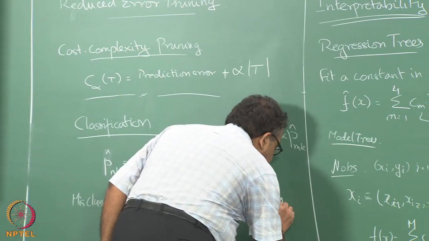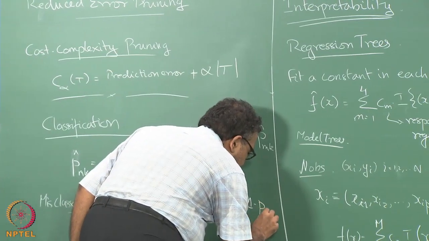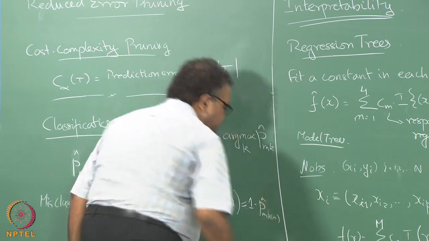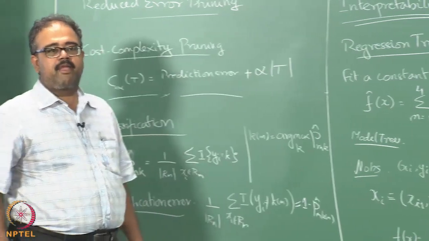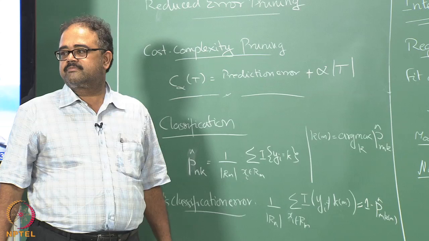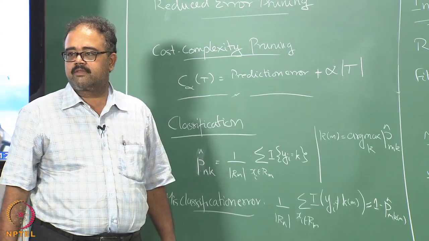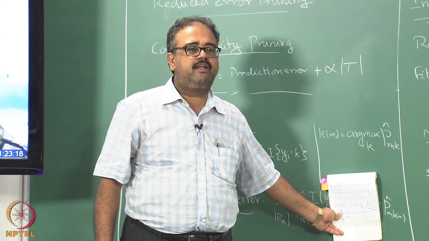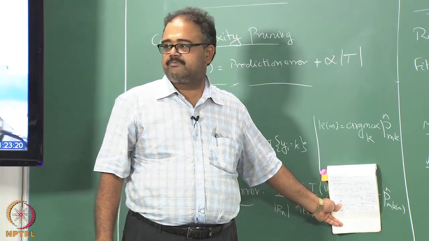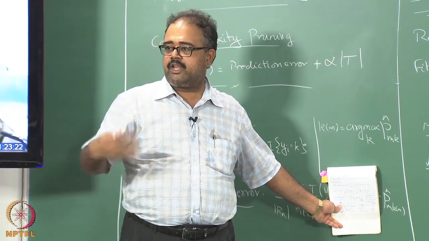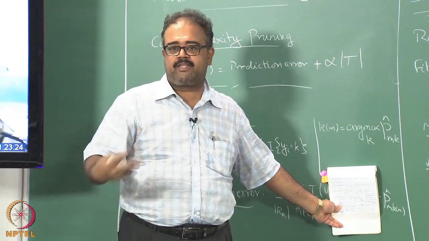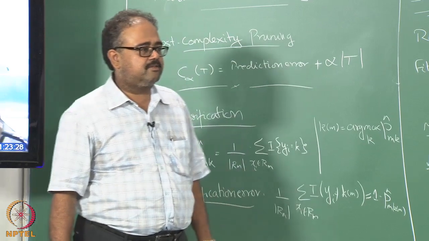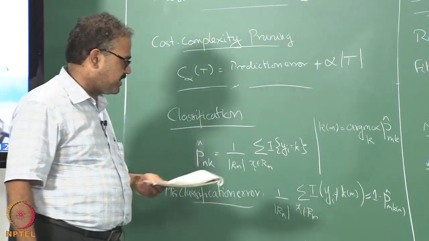1 minus p_m,k(m), right. Because the fraction of data points that will be correctly classified is p_m,k(m): the true label is k(m), I am outputting k(m), so they will be correctly classified, right. So, the fraction that will be misclassified is 1 minus p_m,k(m), okay. So, that is the misclassification error.